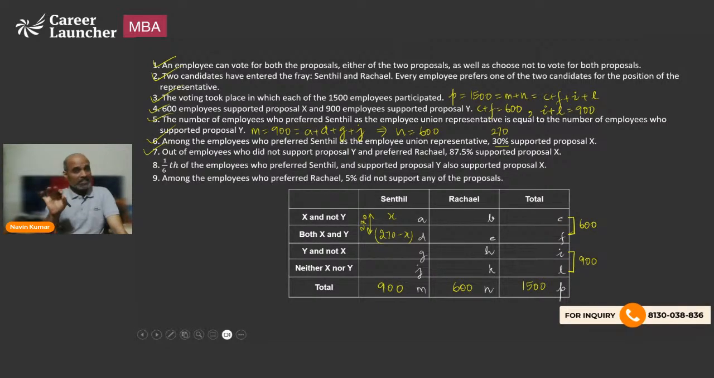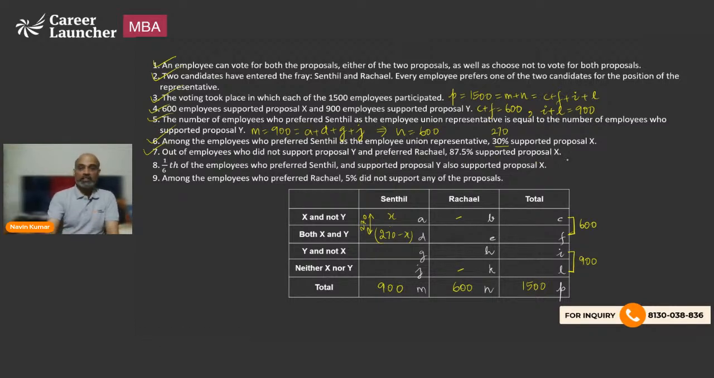Next, out of the employees who did not support proposal Y and preferred Rachel. So we need to find that cell or combination of cells which should be under the column Rachel but should not support proposal Y. That doesn't mean supports proposal X. So proposal Y support is this under Rachel, right? Both X and Y, and only Y. But the question says did not support proposal Y. So we are talking about these two places. They are under Rachel.